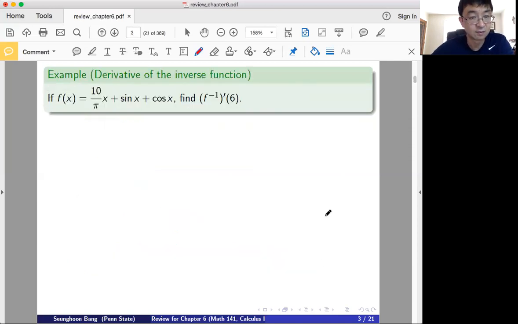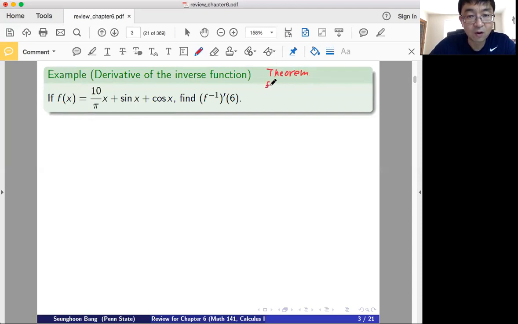Second one. If f of x equals 10 over pi times x plus sine x plus cosine x, find inverse f prime of 6. So, do you remember? How can you solve this problem? We have one good theorem. What is the theorem? The theorem is like this.